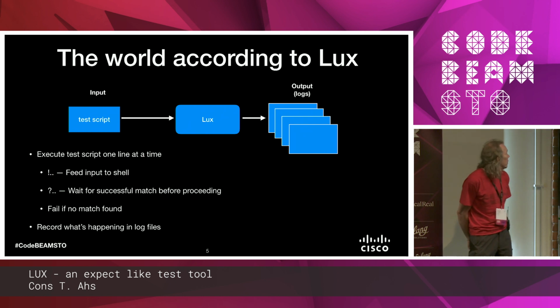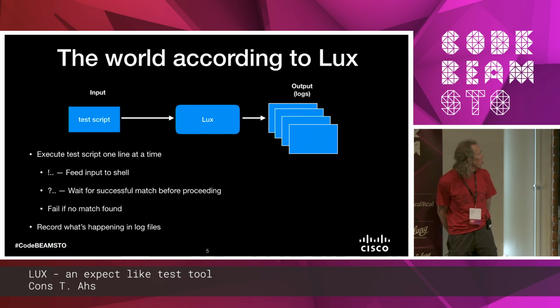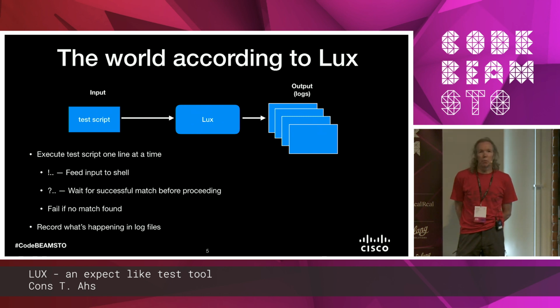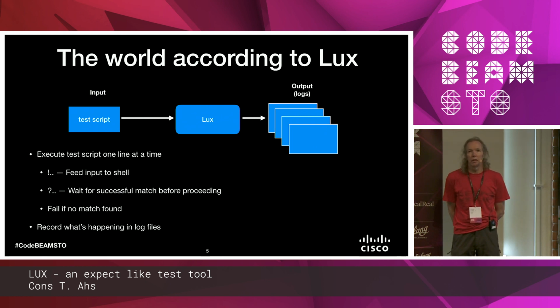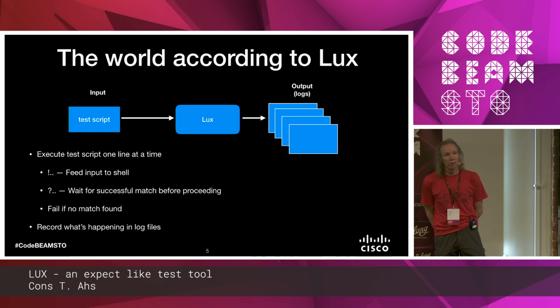Its input is a test script like the one shown before. It will execute one line at a time. If it's an exclamation mark, a bang, it will feed the input to the shell. Then a match expression: it will wait until it sees it and proceed when it does. And if there is no match found, it will fail. So the test script fails at the first non-match.